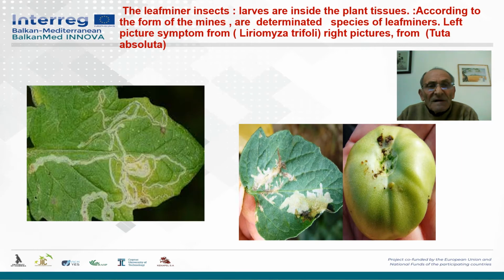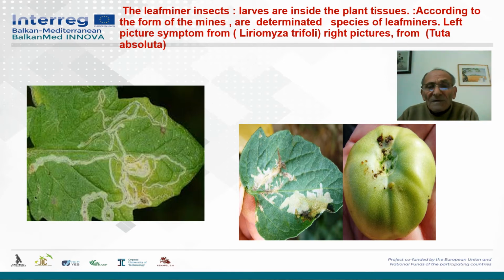Here we have leaf miner insects. Larvae are inside the plant tissues. From the form of the mines, the species of the leaf miner is determined. The left picture symptoms are caused by Liriomyza trifolii. The right picture is from Tuta absoluta, a leaf miner in vegetables.